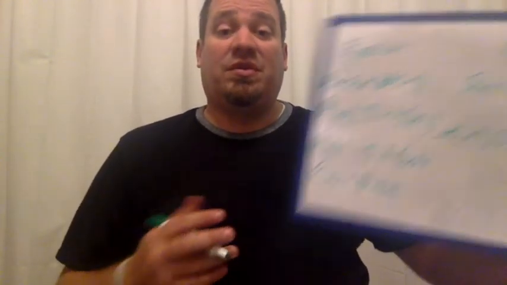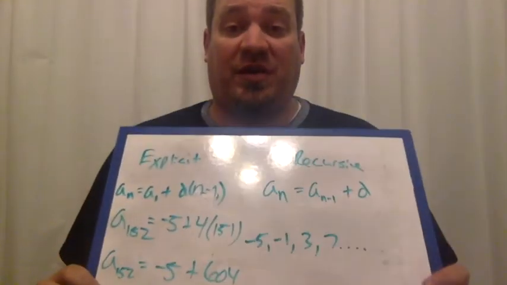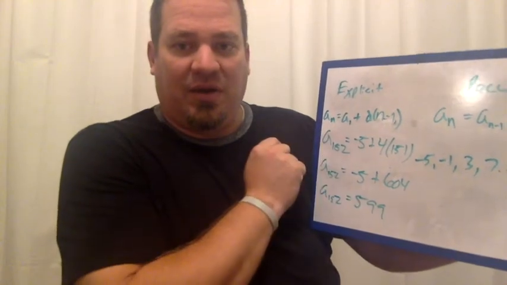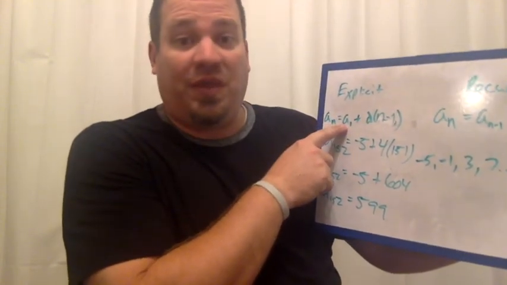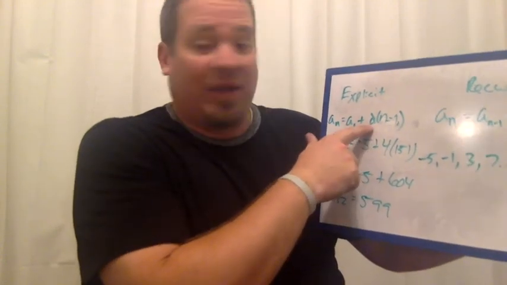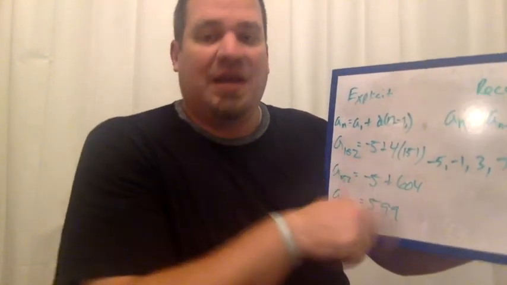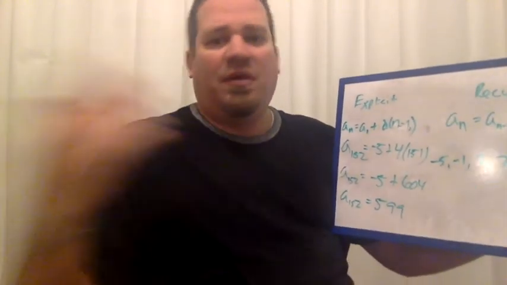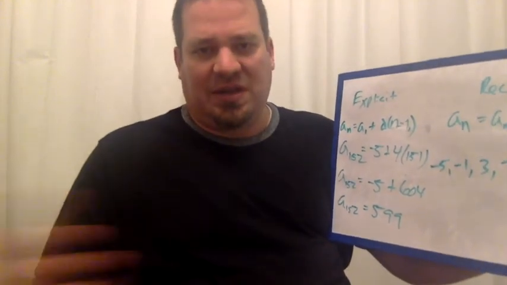So that's how we use explicit and recursive rules for algebraic sequences. On your homework, you're going to have about 6 different sequences, and it asks you to write both a recursive rule and an explicit rule for each. You're going to stop at this step, except you replace a sub 1 with the first number and d with the common difference, and then you write n minus 1, or if it asks for the 7th term, you do 7 minus 1, which is 6.